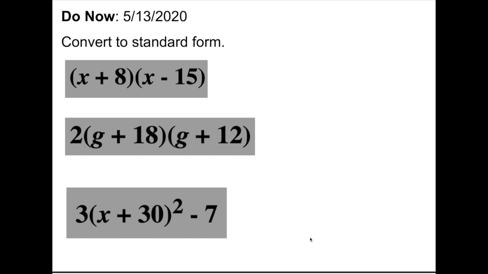Alright, so in this do now, we're going to be converting to standard form. This is in a sense a review Wednesday because it's been a while since we've seen some of this stuff. So what we're going to do, we've got these three right here: (x + 8)(x - 15), 2(g + 18)(g + 12), and 3(x + 30)² - 7. I want you to really do a good job in terms of showing all your work here and taking your time to do everything out. So please take a moment, pause the video, convert to standard form, and then when you're ready, unpause, and you can see what I got.